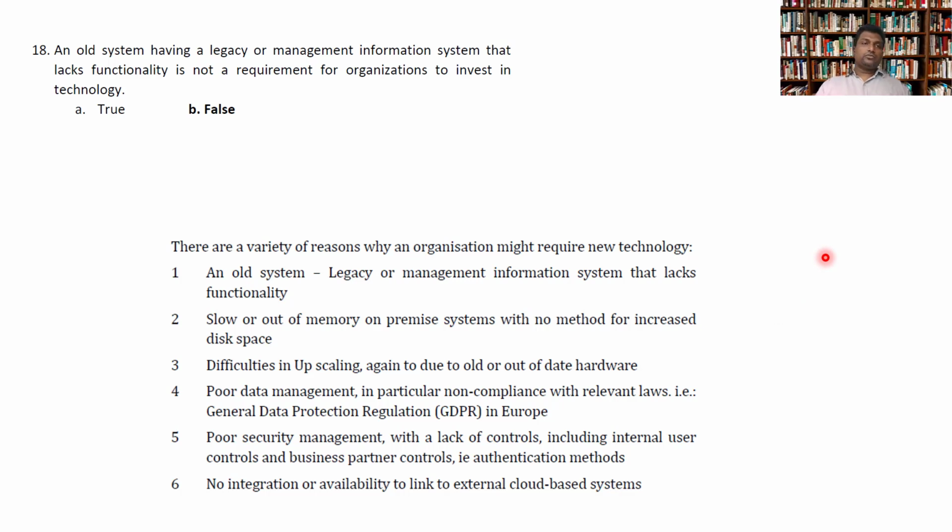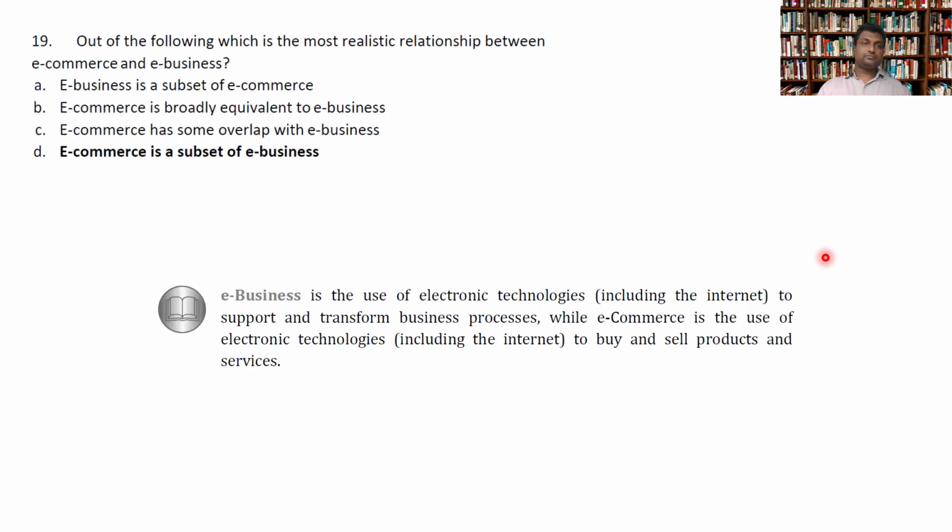So let's move on to question number 19. Out of the following, which is the most realistic relationship between e-commerce and e-business? Let's look at what the textbook is saying. E-business is the use of electronic technologies, including the internet, to support and transform business processes. So e-business is about transforming the whole business using technologies, right?